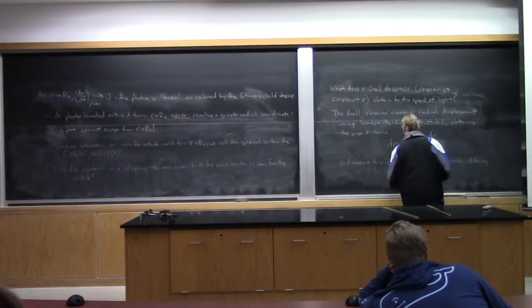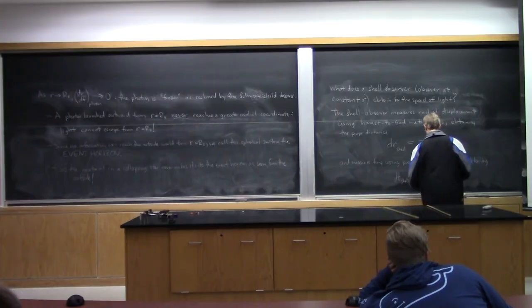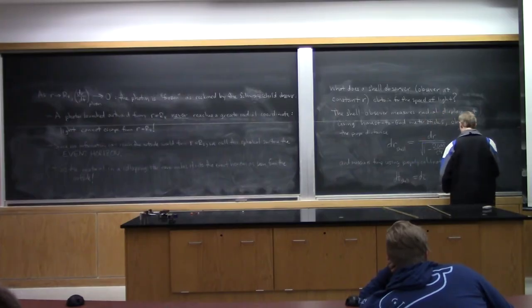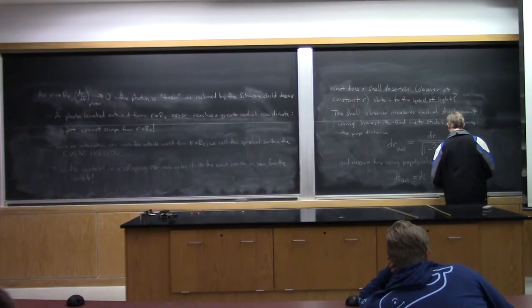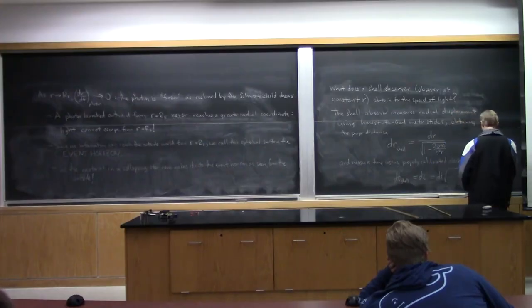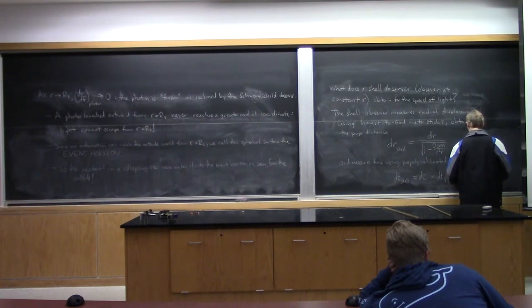Obtaining dt for our shell observer: proper time equals the Schwarzschild time, dt, the faraway time, times the square root of 1 minus 2GM over c squared r, that piece of the metric.